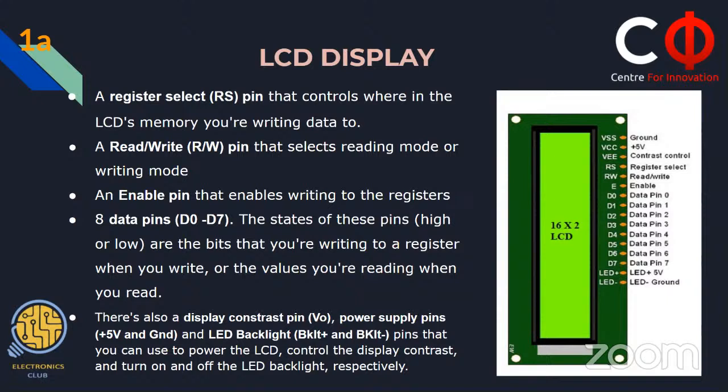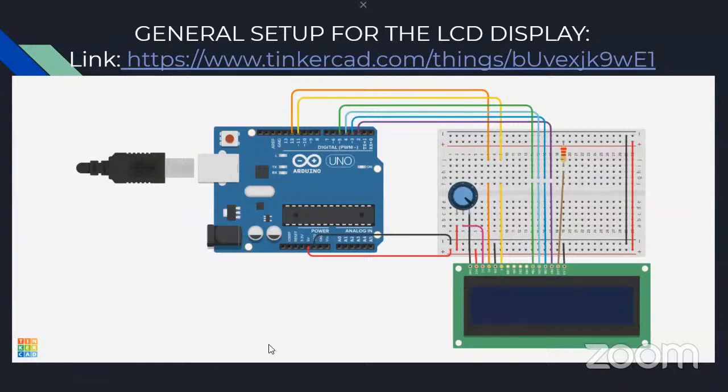After the 5-volt pin, there is something called contrast control, which is connected to a potentiometer. As you saw in the next slide, that blue thing in between is called a potentiometer. It is nothing but a variable resistance. It can vary the resistance between its two terminals. So the contrast pin is connected to the wiper pin of the potentiometer.